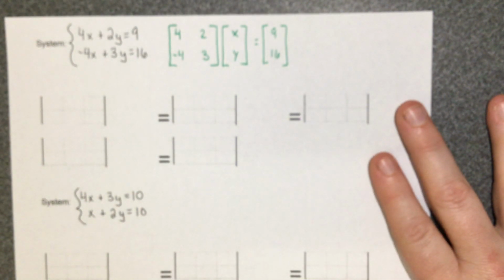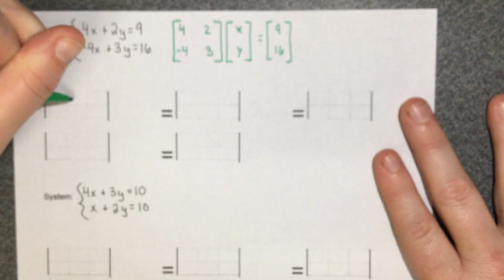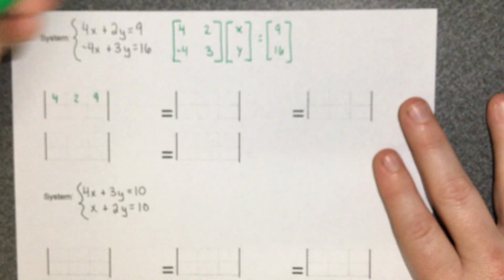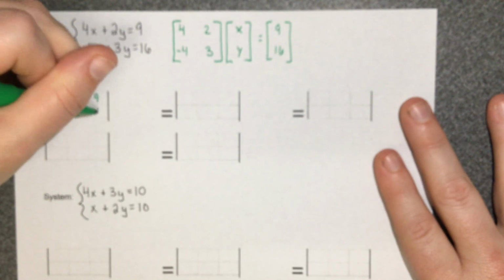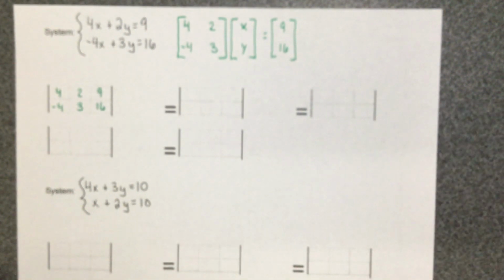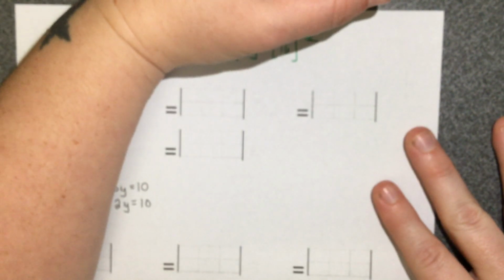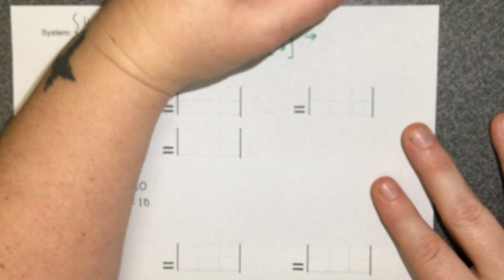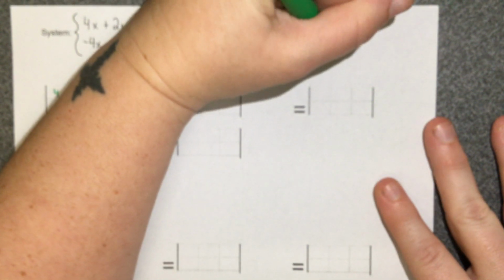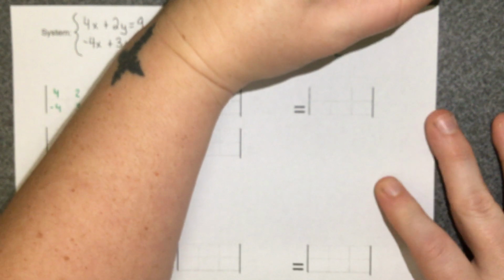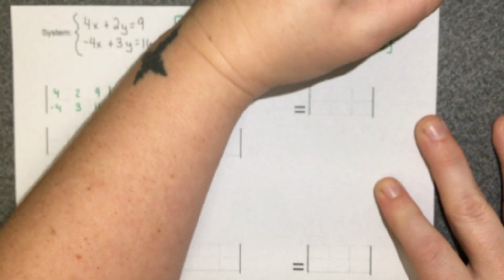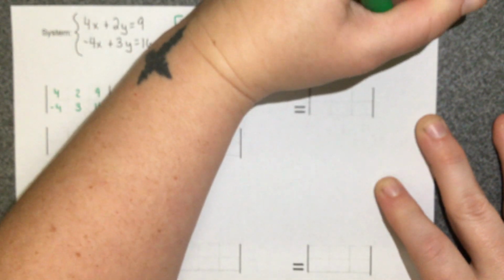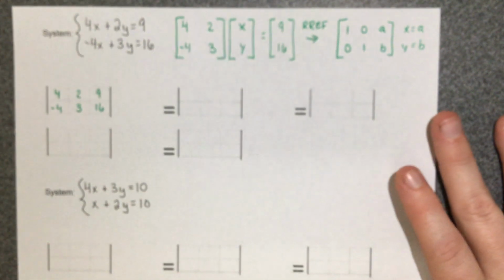Now what does that look like as a single matrix to be able to solve? It looks like 4, 2, 9. So there's your 4, 2, and 9. And negative 4, 3, and 16. So remember, we are trying to get to some form of reduced row echelon form. So that's going to look like 1, 0, A and 0, 1, B, so that x equals A and y equals B. We're trying to figure out what those will be.